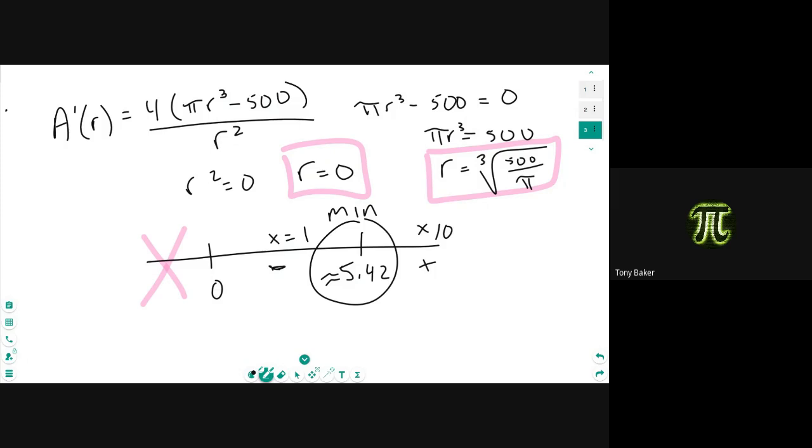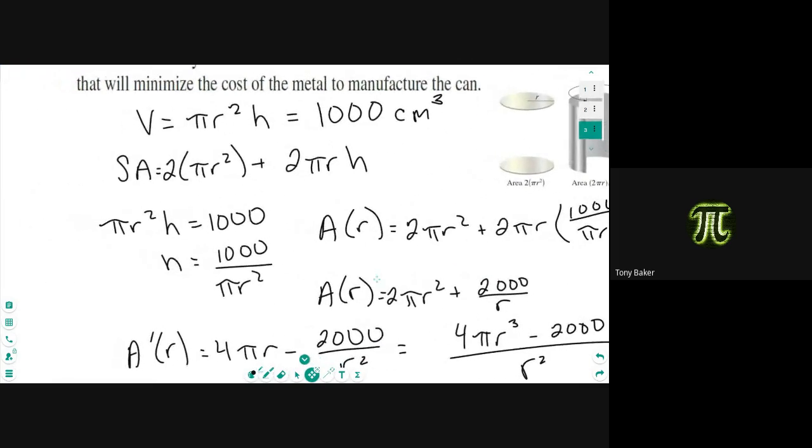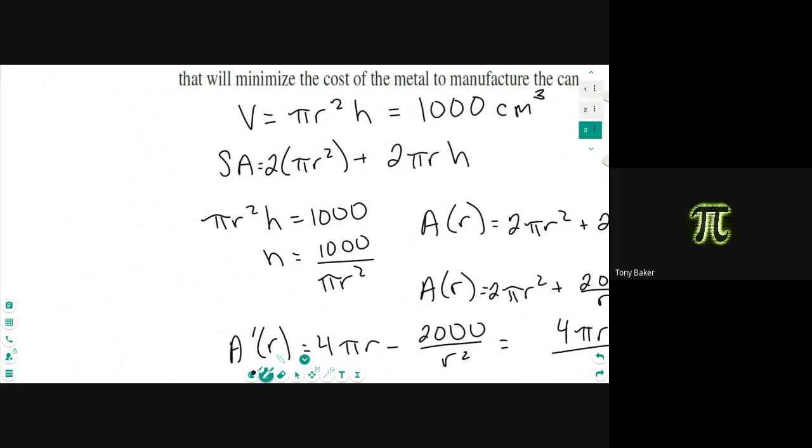So my radius is that, and we can go back to my original volume problem to find my height, or actually we can use this equation right here. So height equals 1,000 times pi over pi squared.